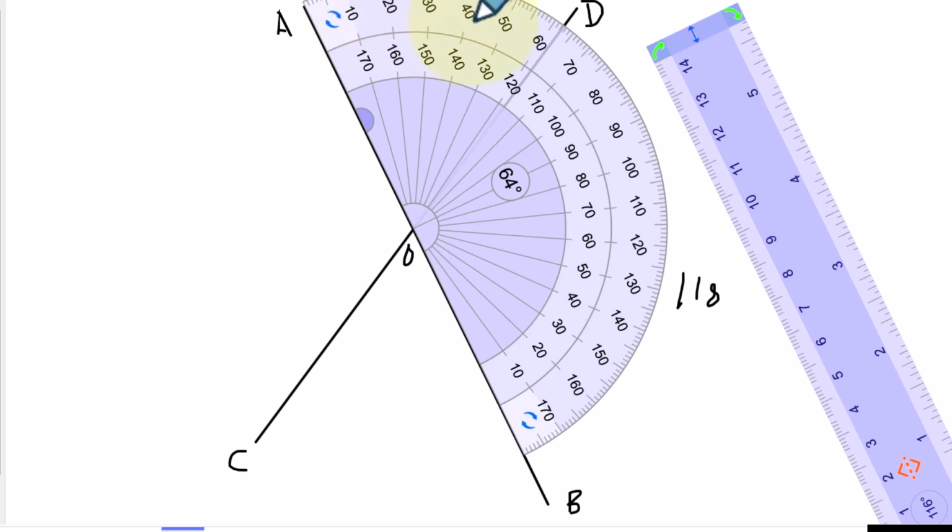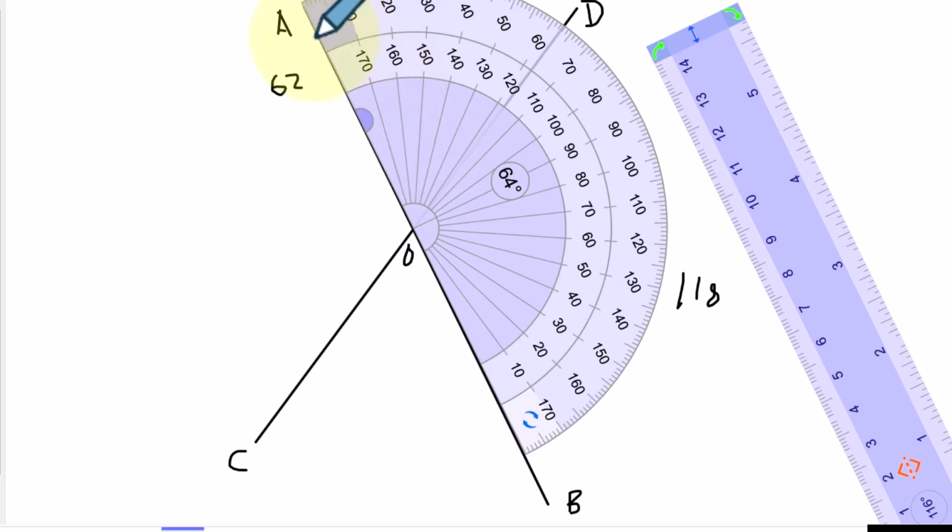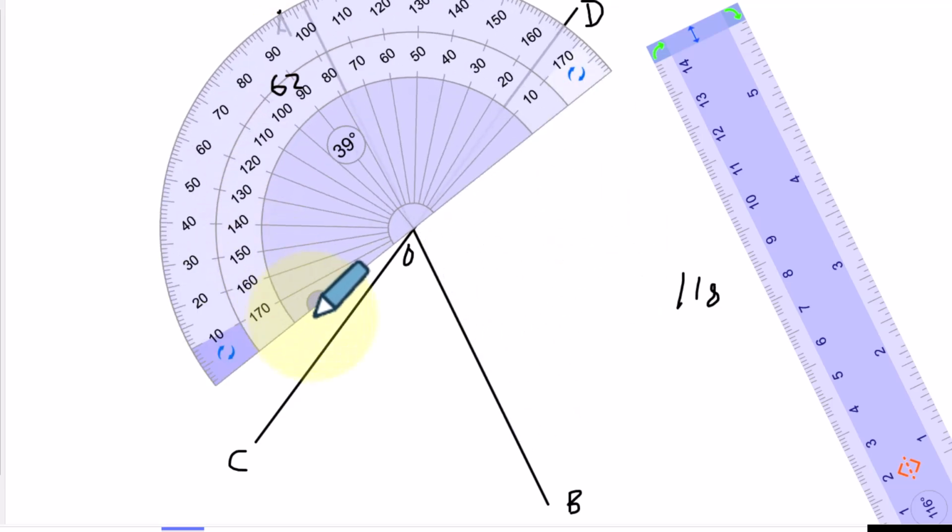Then this is my 0. Let me go like this and see this side. This is 60, 61, 62. This side is giving me 62. Let me write it so that I'll not forget. 62. Then let's turn to the other side.